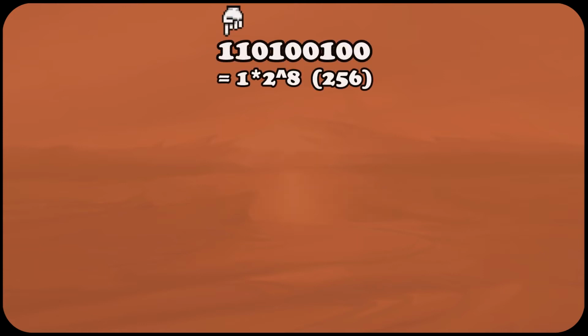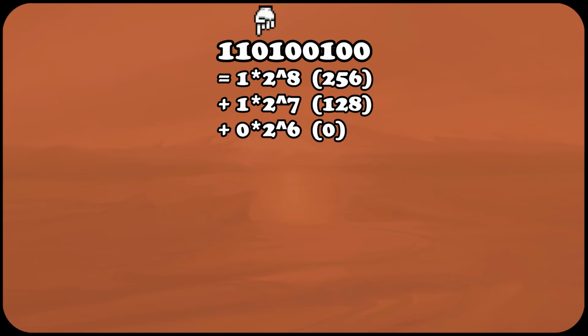The first bit is 1, so we have 1 times 2 to the 8, or 256. The second bit is 1, so we have 1 times 2 to the 7, or 128. Third is 0, so we have 0 times 2 to the 6, or 0. The following bit is 1, so we have 1 times 2 to the 5, or 32.